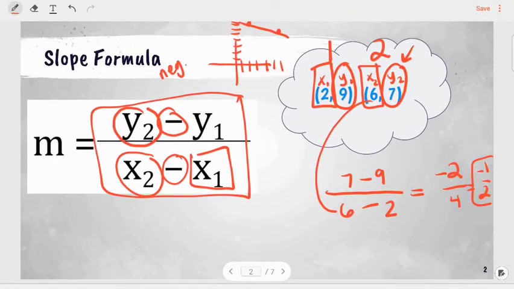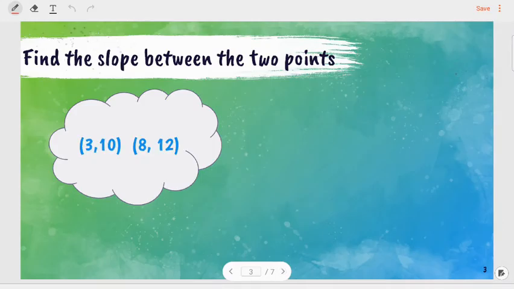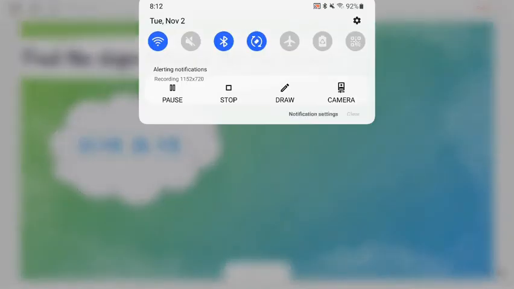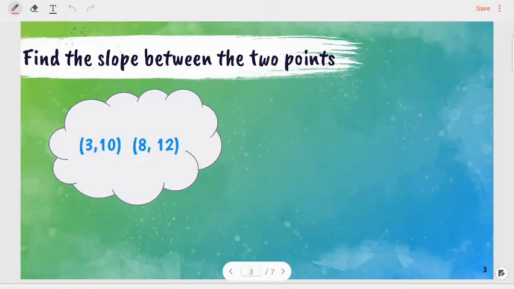Okay, so you can always use that as a way to simplify. All right, let's look at another example. Let's make sure we get the hang of this. So find the slope between these 2 points. So let's look at this next example.